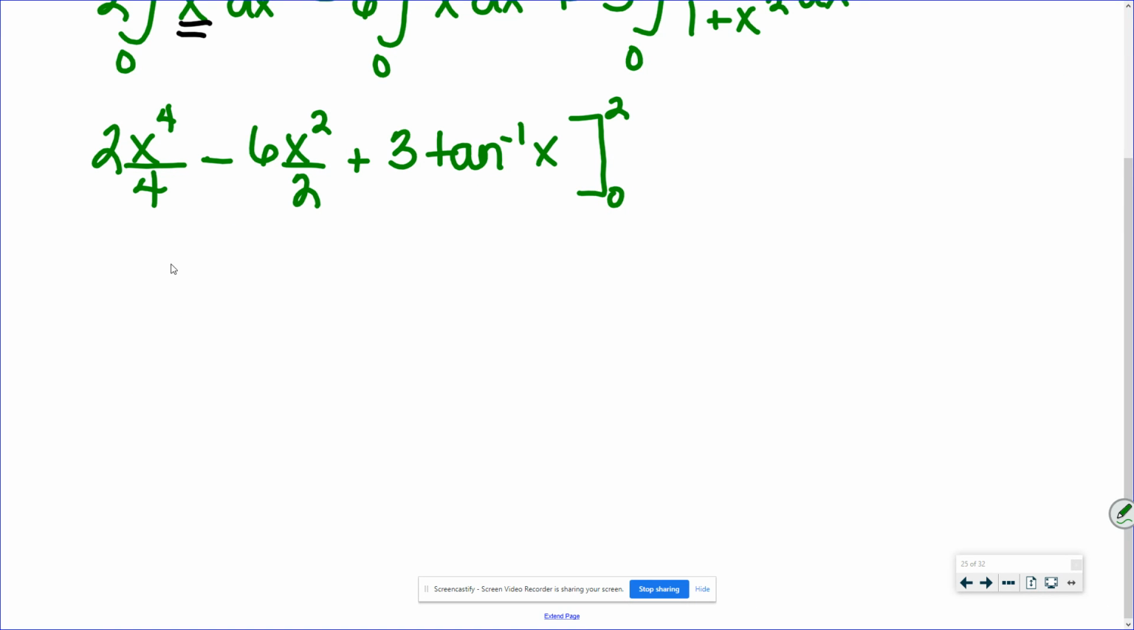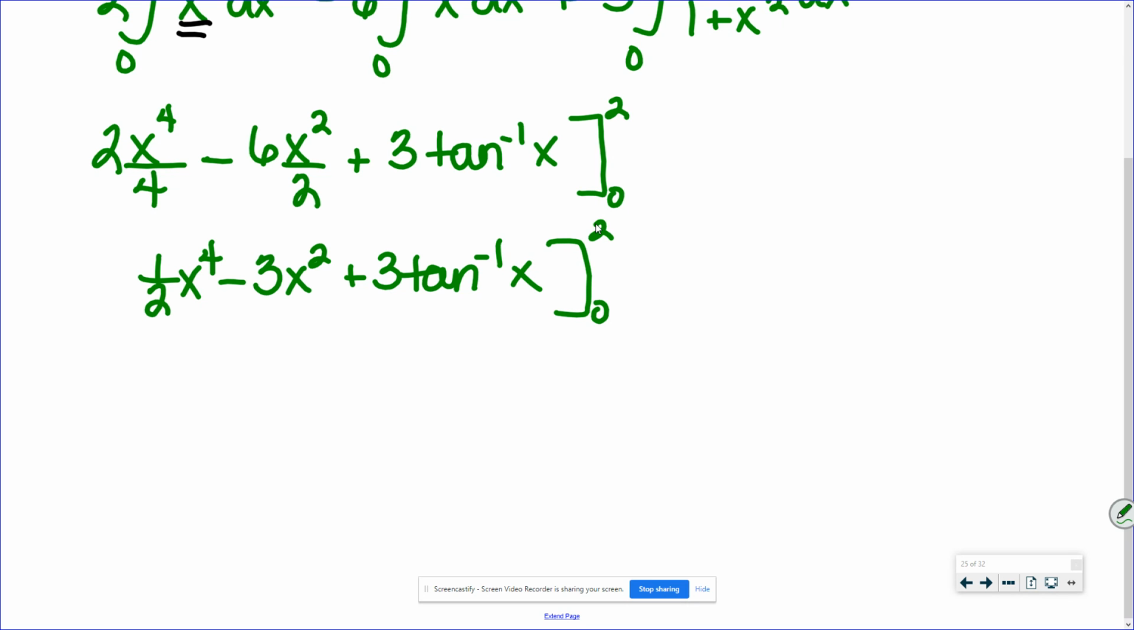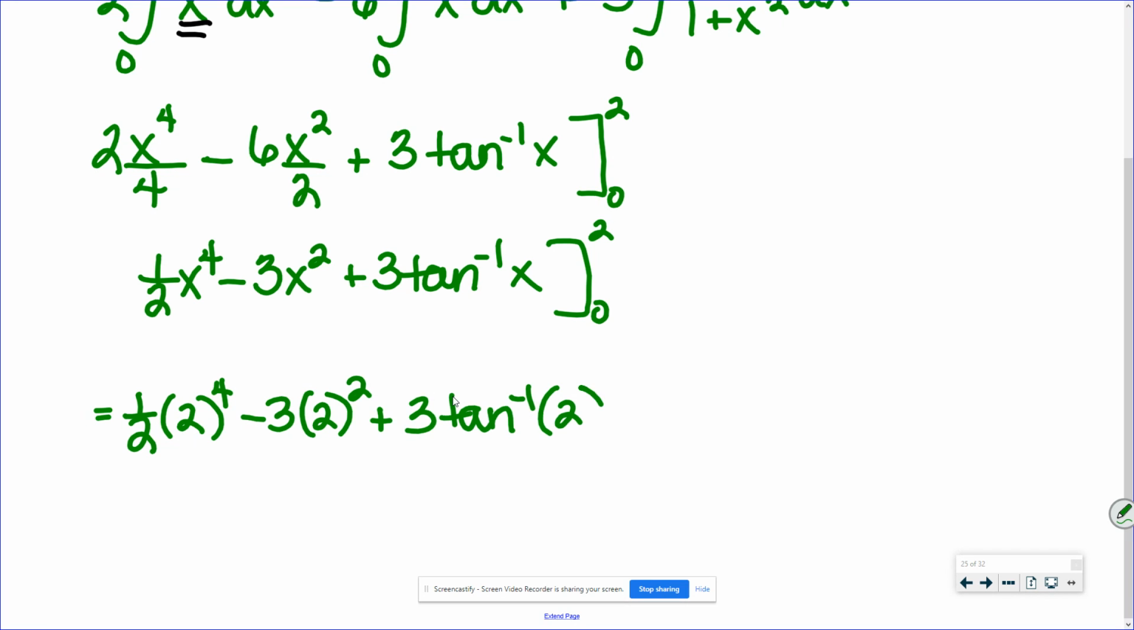Okay? At this point, you may want to clean it up a little bit and call this 1/2 x to the fourth minus 3x squared plus 3 inverse tan of x. Okay? Now you can begin what we call the evaluation process, and that is plugging in the a and the b values. Remember, you always plug in your b value first. So there's what it looks like with the b value plugged in, and I like to group this together so I don't get anything mixed up. And then I'm going to plug in the value of 0.